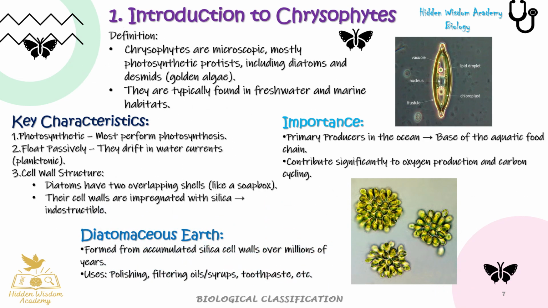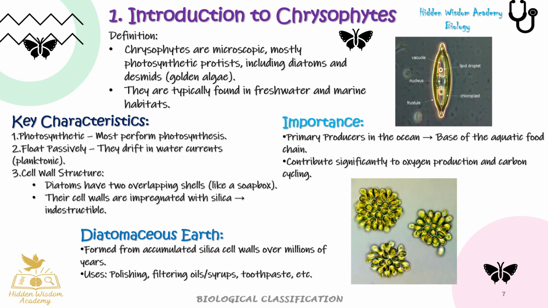Let's start with the first group of Protista. First. Introduction to chrysophytes. Definition of chrysophytes: they are microscopic, mostly photosynthetic protists, including diatoms and desmids, golden algae. They are typically found in freshwater and marine habitats.